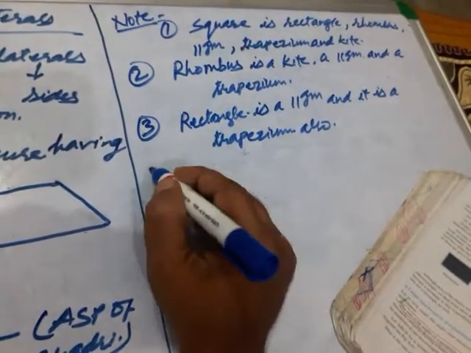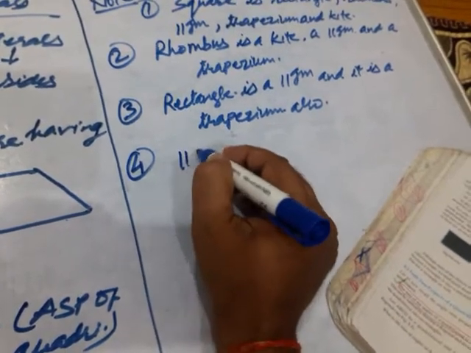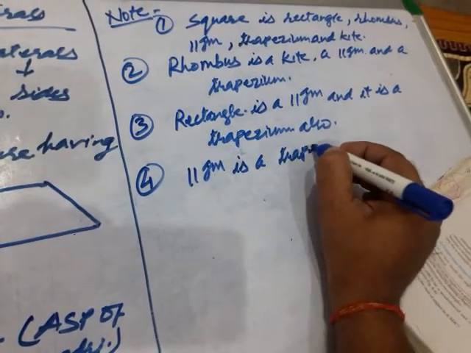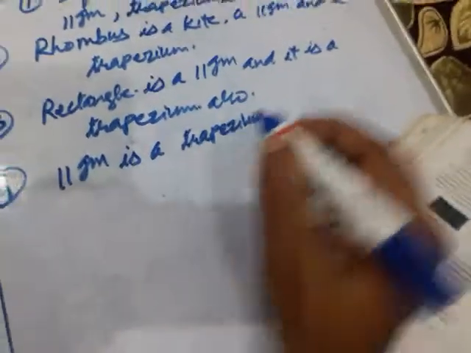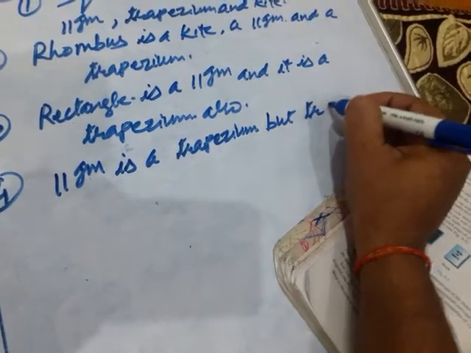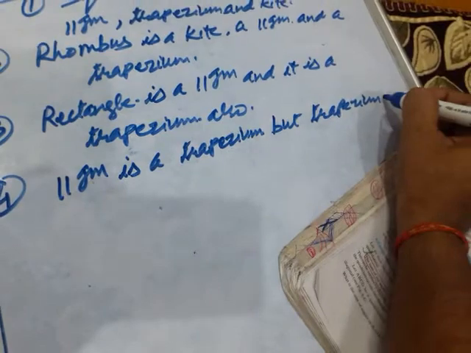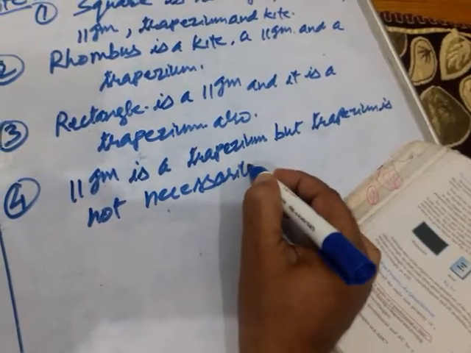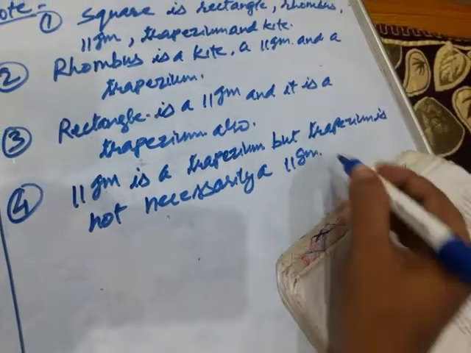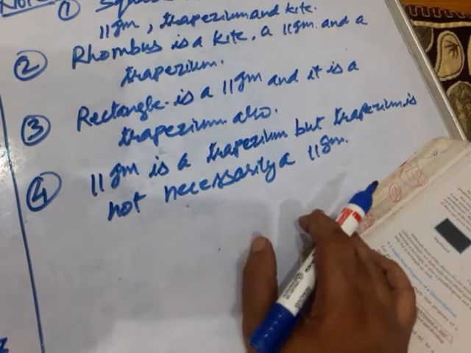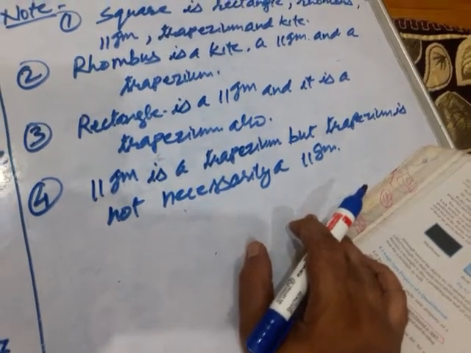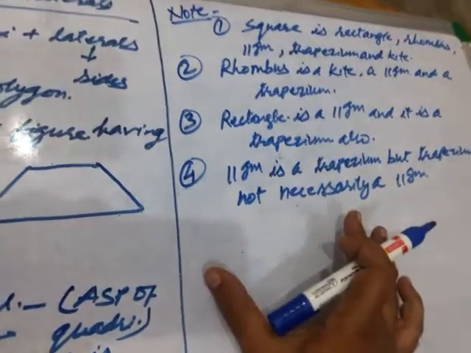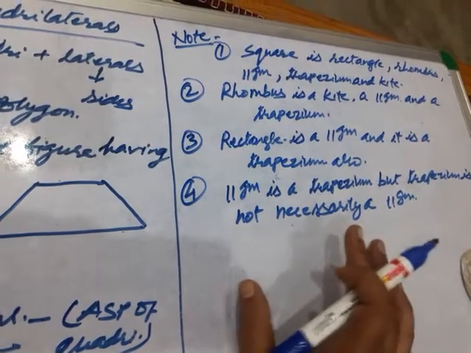Now what is the fourth important point? The fourth point is, children, parallelogram is a trapezium. This is very much important, children. Parallelogram is a trapezium, but trapezium is not necessarily a parallelogram. Okay, children, parallelogram is a trapezium. Clear? But trapezium is not necessarily a parallelogram. Now let us see some properties of different kinds of quadrilaterals. So these are some key points of the interrelationship of different types of quadrilaterals.